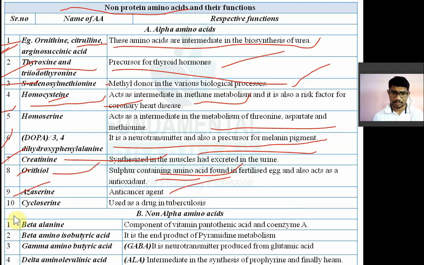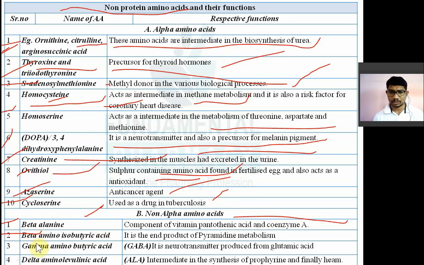Then gamma amino butyric acid, GABA. GABA means it's a neurotransmitter in the CNS. It is synthesized from glutamic acid and it is an inhibitory neurotransmitter in the brain. Then next one is delta amino levulinic acid. It is an intermediate in the synthesis of porphyrin and heme. जो आपके ब्लड में हीम बनता है उसके सिंथेसिस में ये इंटरमीडिएट आता है, डेल्टा अमीनो लेवुलिनिक एसिड.